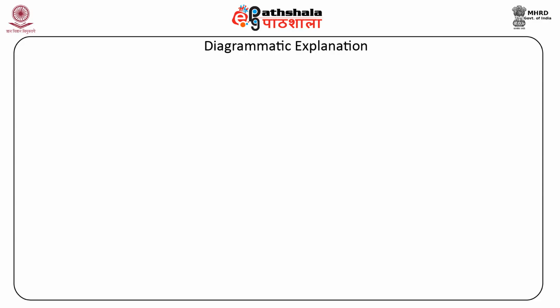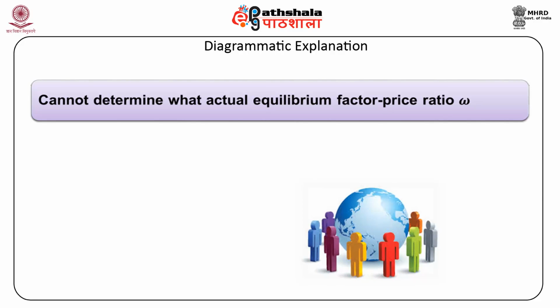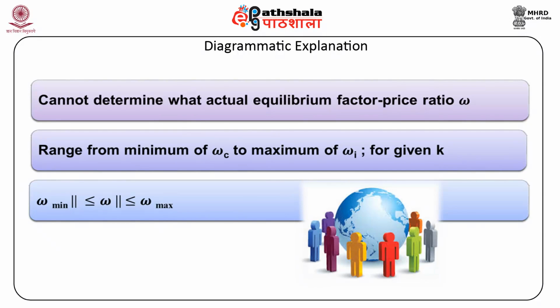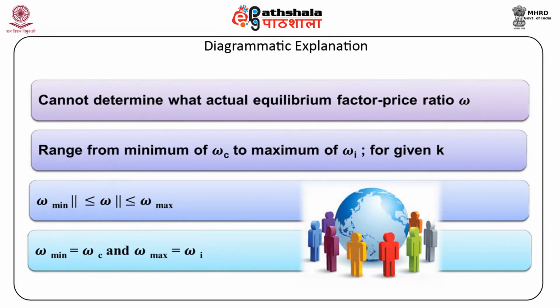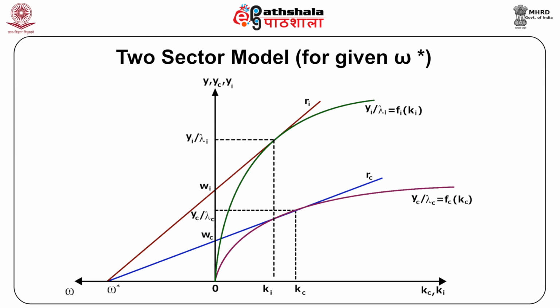If we do not know the sectoral composition of output, we cannot determine what the actual equilibrium factor price ratio omega is. It can range from a minimum of omega c, complete specialization in consumer goods, to a maximum of omega i, complete specialization in investment goods. That is, for a given K, omega minimum must be less than or equal to omega, which is less than or equal to omega maximum, where omega minimum is equal to Wc upon Rc and omega maximum is equal to Wi upon Ri. Next, we will discuss the two-sector model.